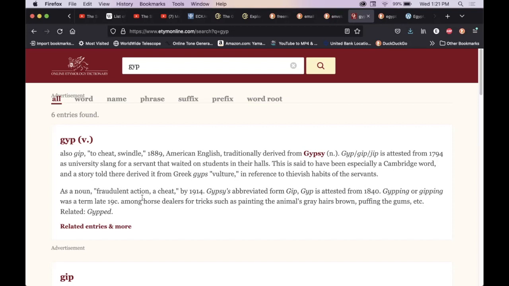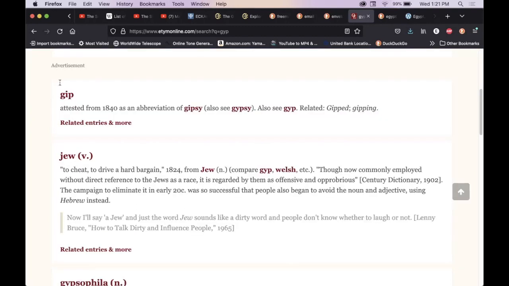As a noun, fraudulent action, a cheat, gypsy's abbreviated form gyp is attested from 1840. Gypping, spelled a different way with GIP, was a term late 19th century among horse dealers for tricks such as painting the animal's gray hairs brown, puffing the gums, etc., related, gypped. And here we have GIP, attested from 1840 as an abbreviation of gypsy. Gypped, gypping. Now, alternative spelling, Jew. So the G and the J are interchangeable. To cheat, to drive a hard bargain, from Jew, compared to gyp.